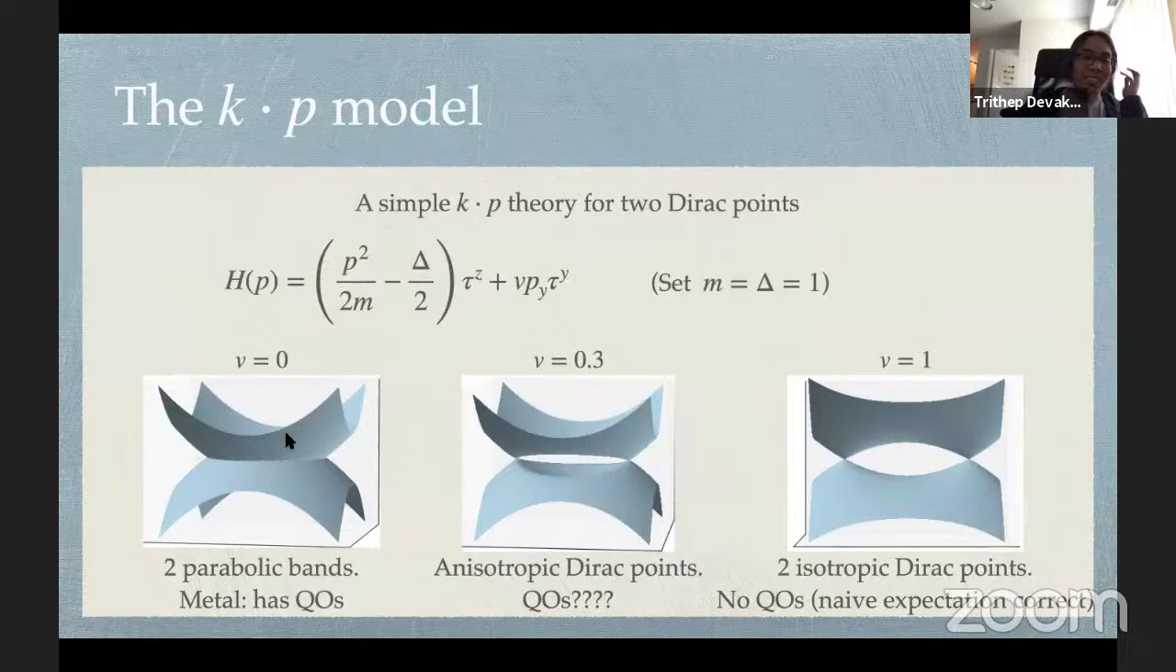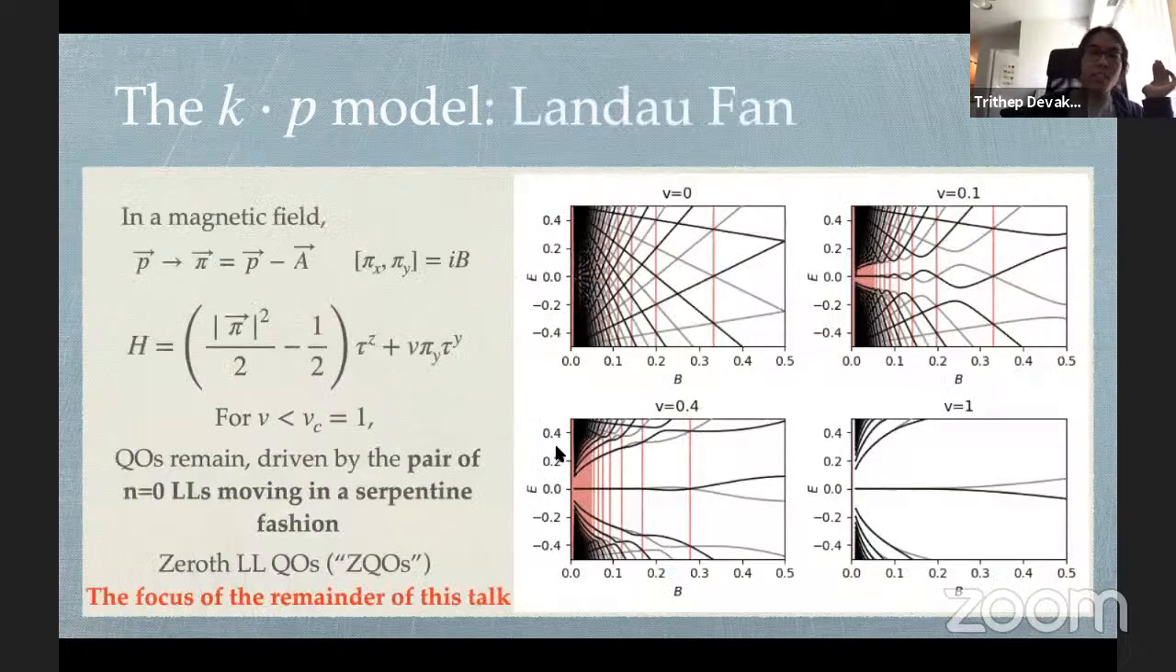Now you can ask, okay, if at v equals 0 we have a metal, we do have quantum oscillations. At v equals 1, we have the naive expectations correct: we have no quantum oscillations. What happens in between? Do we have quantum oscillations or not? And what this dispersion looks like is we have two very anisotropic looking Dirac points here. So the answer to this, we can just do the calculation.